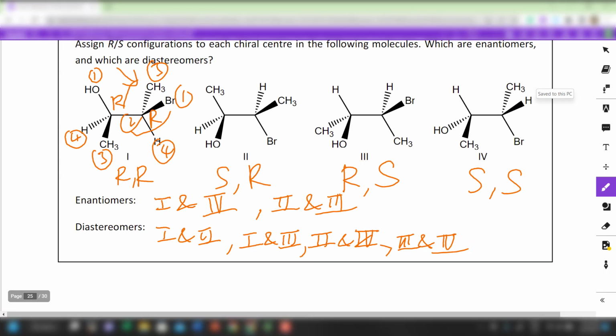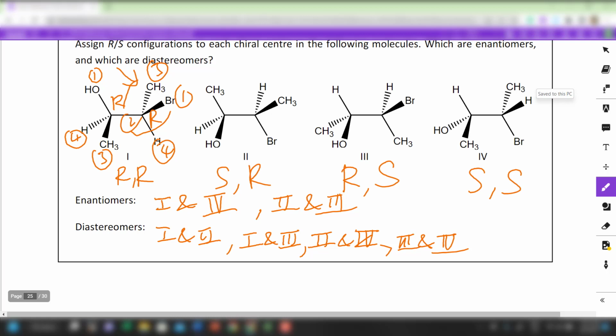Okay, that's about it. Yep, so in short, a quick way of doing such exercises is always to identify the chiral centers of the first molecule, and then the rest can be determined much more easily.